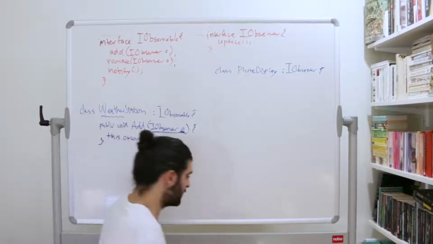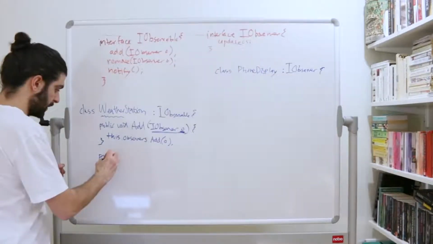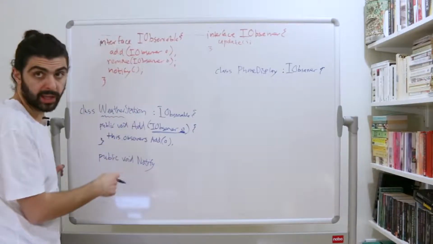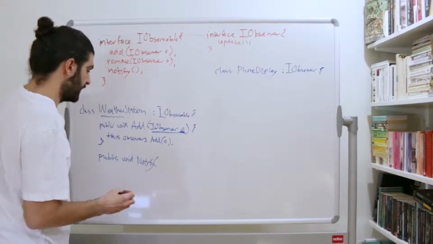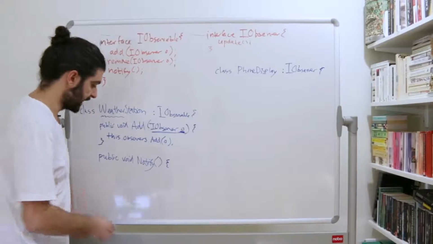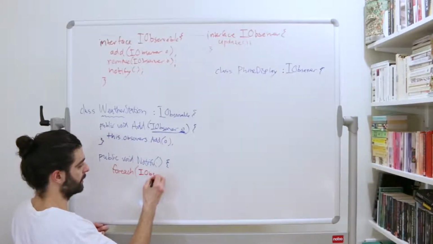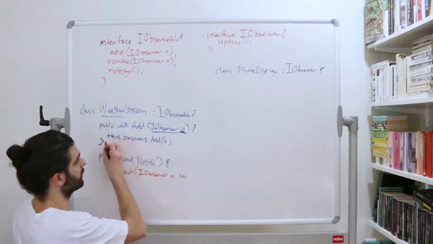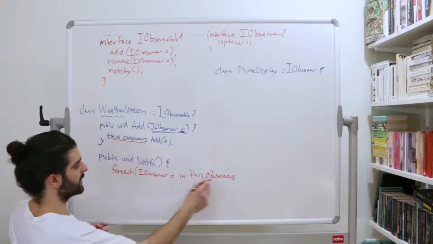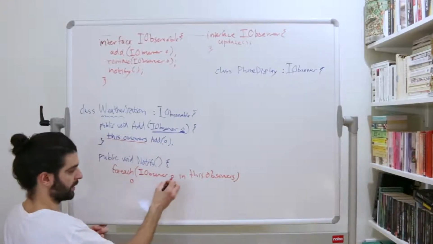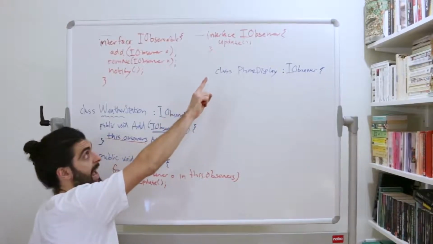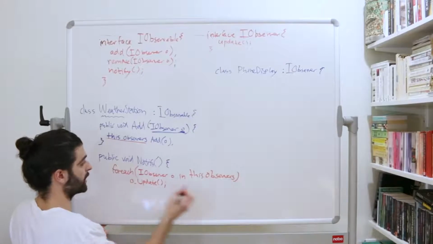The notify method is really simple. What we do is, let's just say public void notify. Sorry, here I used lowercase and here I used uppercase, but you'll figure it out, apologies. Notify takes no arguments. And what's the implementation of notify? The implementation is that we say for each iObserver, let's call it O, in my list of observers in this dot observers, for each of these observers, do what? O, the observer, dot update. Because each observer has a method called update. And that's how we notify.